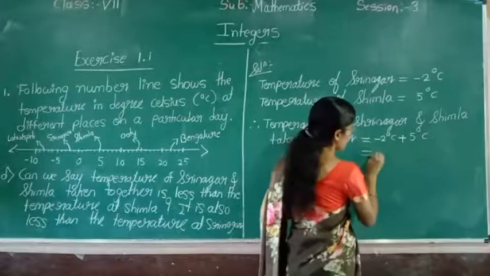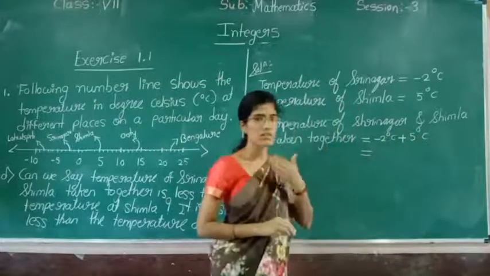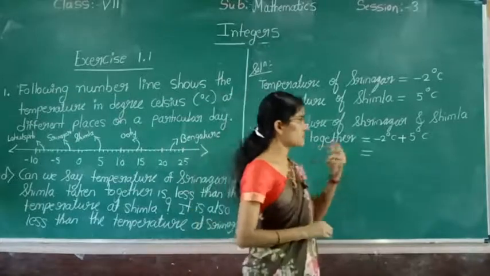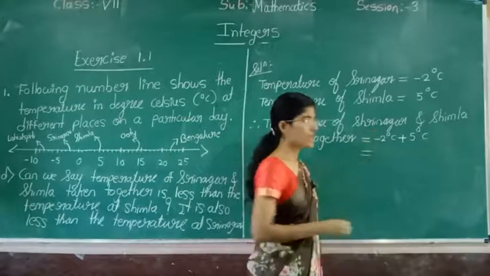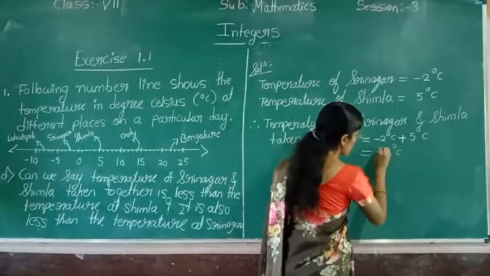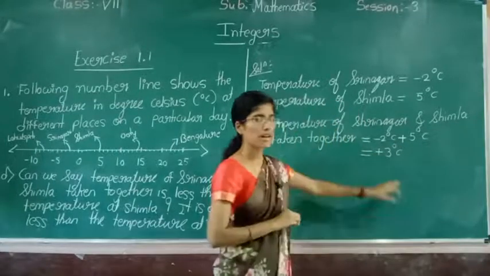Now see here, minus plus is minus, whatever we spell that operation we have to do, right? Minus plus is minus, 5 minus 2 is 3. So which is the bigger number? 5. 5 has plus sign, that's why plus.